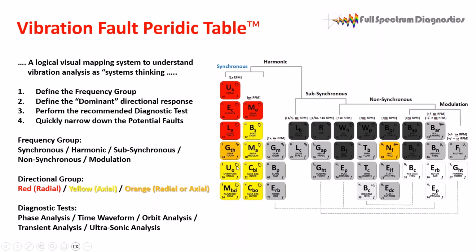The next step is in those, the ones left over, we do whatever test is in the upper right-hand corner to see what kind of analysis we do. The diagnostic tests are phase analysis, time waveform, orbit analysis, transient analysis, and ultrasonic analysis. We're showing blocks with phase analysis is what we should do next. Okay, sometimes you'll get 2 or 3 different problems mixed in here, and you can't get rid of them or gray them out fast enough.